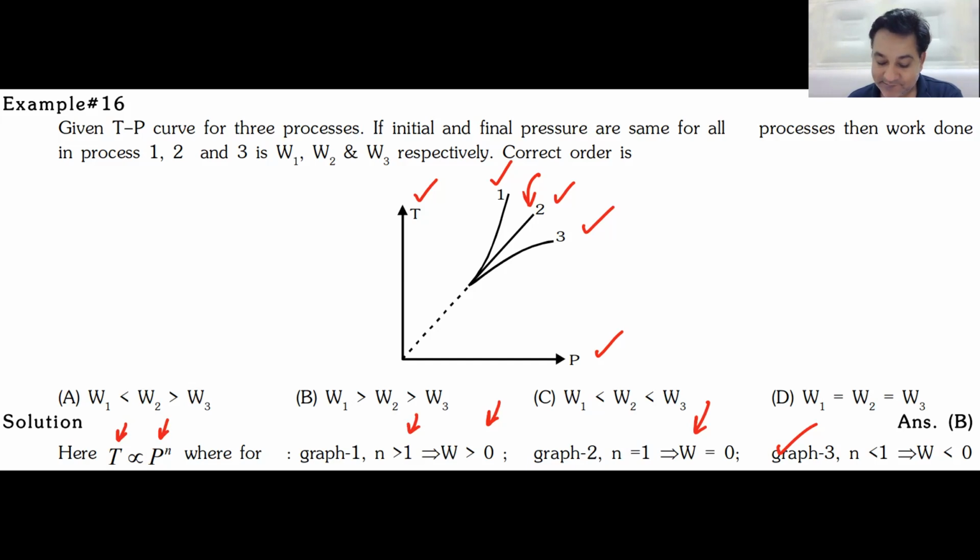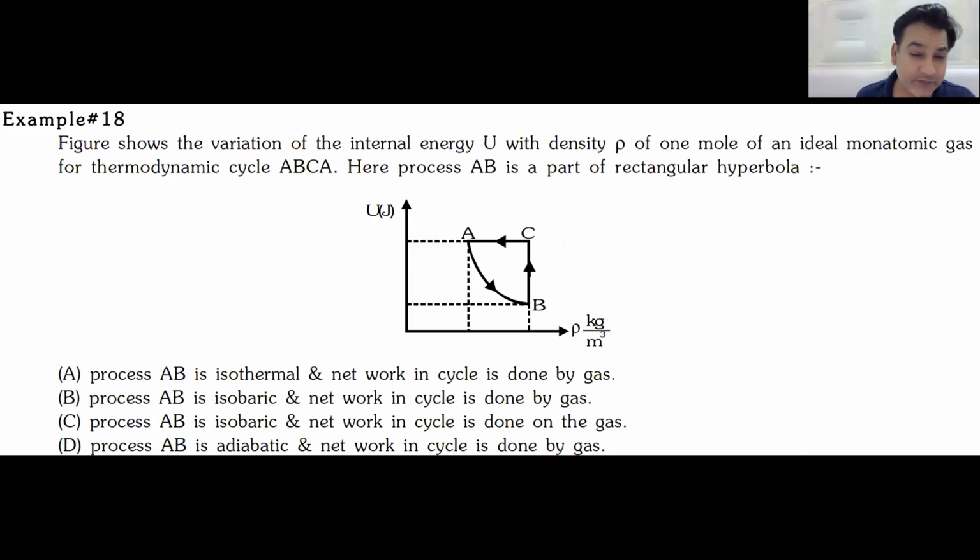Remember these things because sometimes a simple question is put in a different way and we get confused. One of these questions will come. One of these graphs is going to come. The figure shows the variation of internal energy U with density rho. See, they'll give you the least expected graphs and then you get puzzled.